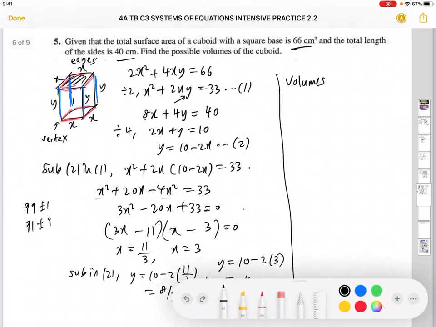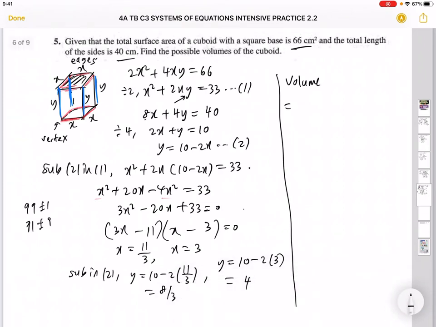The first one is x squared y. My first x is 11 over 3. I square it, I times my y, 8 over 3. Now this one, use your calculator, I'll leave it as mixed number 35 and 23 over 27 cm cube. Whereas the second one, if I put 3 inside, is 3 square, y is 4, 3 square is 9, 9 times 4, 36 cm cube. So you have two possible answers.